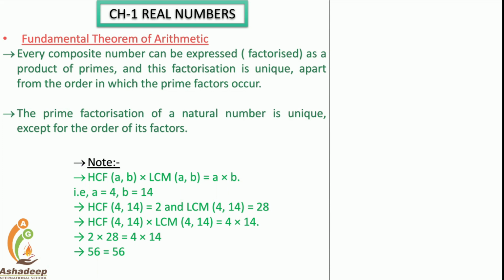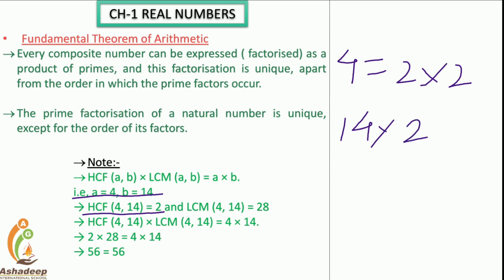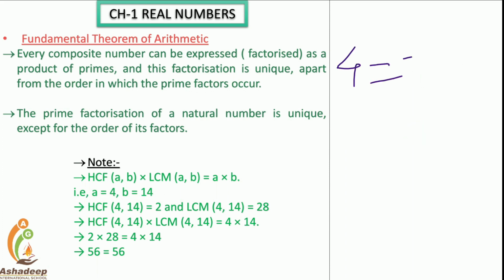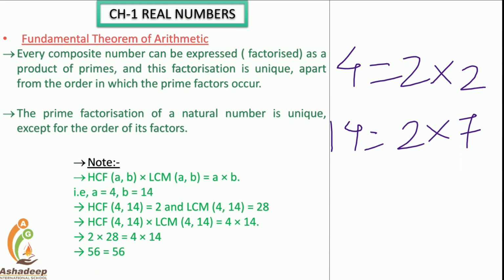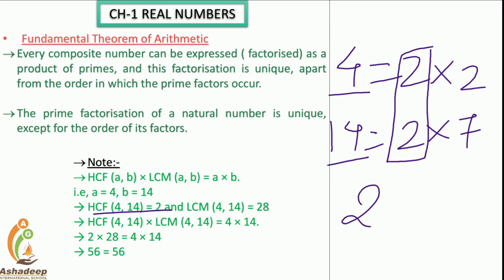Note: the HCF of A and B times the LCM of A and B is nothing but the product of A and B. What does it mean? For example, A equals 4 and B equals 14. What is the HCF of 4 and 14? 4 is written as 2 multiplied by 2, and 14 is 2 multiplied by 7. HCF is the highest common factor, so HCF is 2. What about the LCM? The LCM of 4 and 14 is 28.